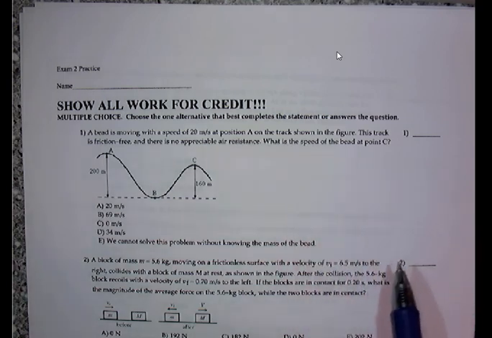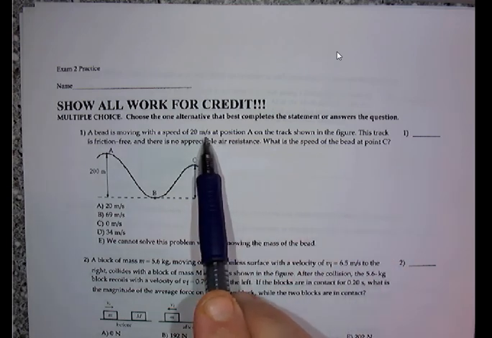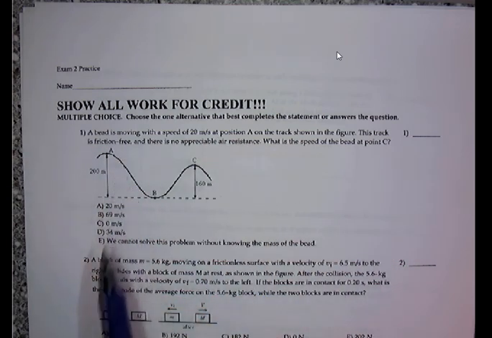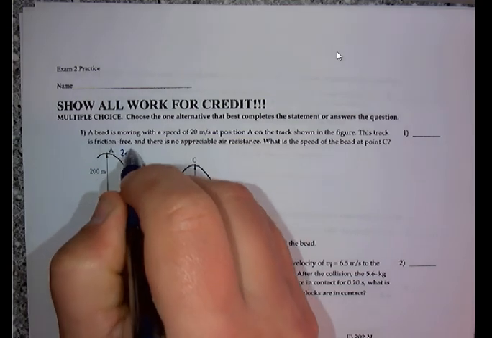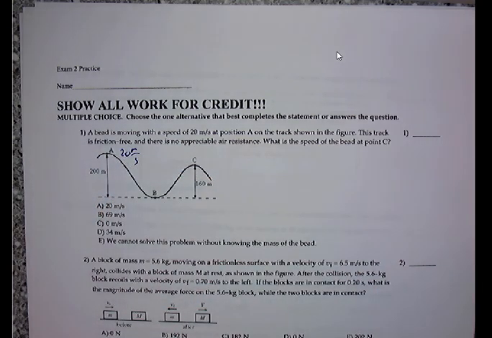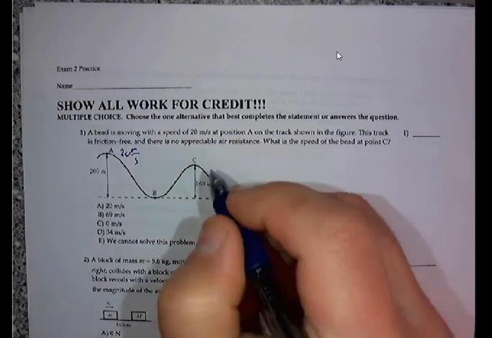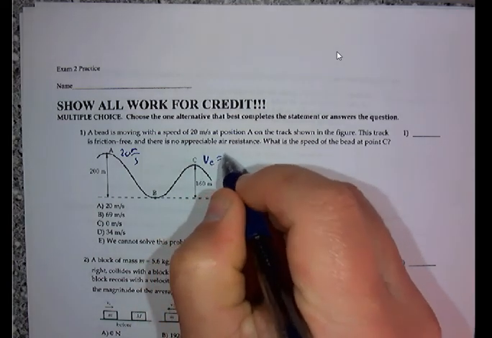A bead is moving with the speed of 20 meters per second at position A, so 20 meters per second here. And the track is shown in the picture. This track is friction-free. Okay, great. No appreciable air resistance. What is the speed at position C? So we want to know the speed here at C.